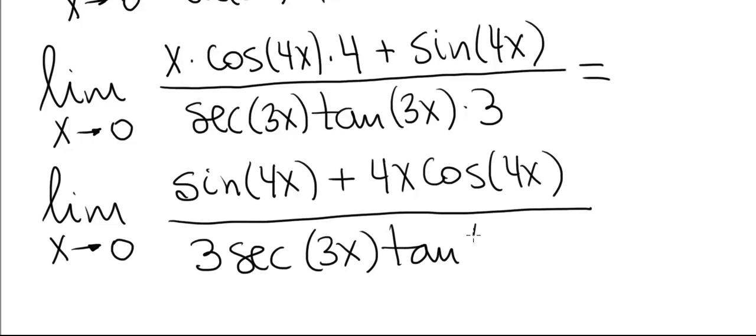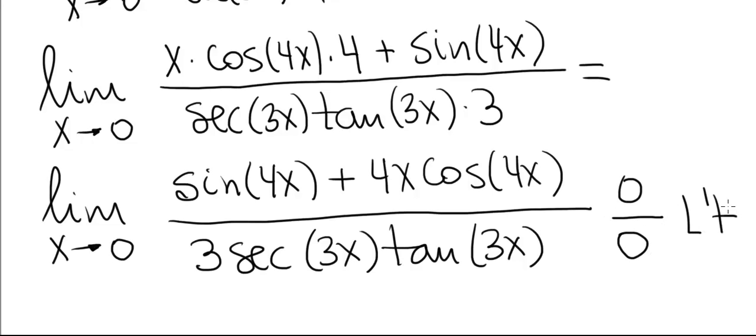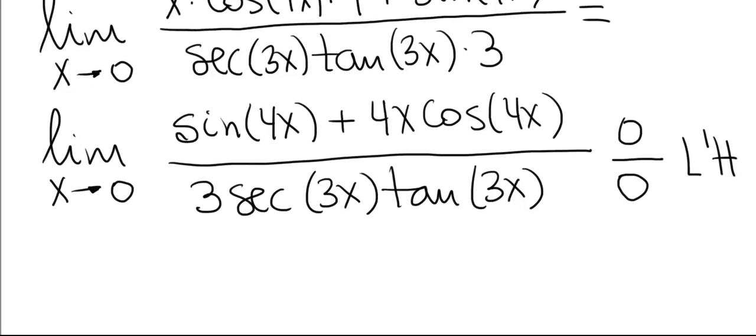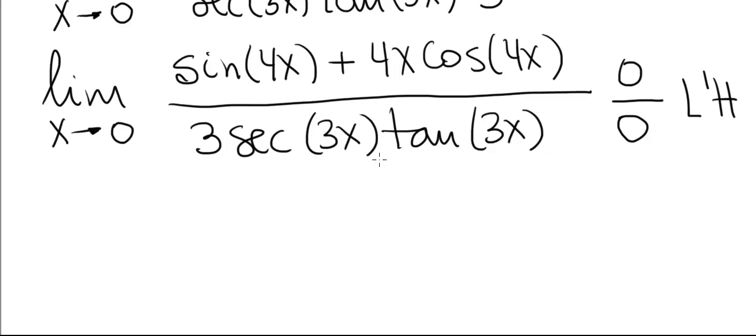times tangent of 3x. As x approaches 0, once again, the numerator goes to 0 and the denominator goes to 0. So we can apply L'Hopital's rule again, this time to this function, sine 4x plus 4x cosine 4x over 3 secant 3x times tangent 3x. So let's do the same thing we did before. We're going to take the derivative of the numerator and divide it by the derivative of the denominator.